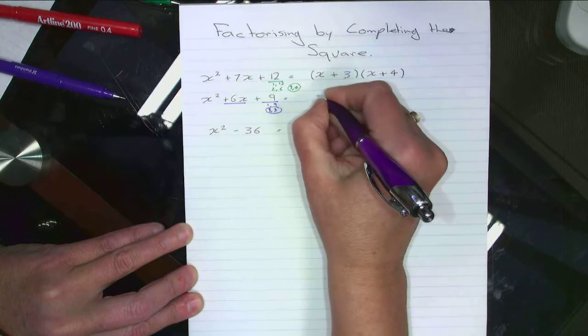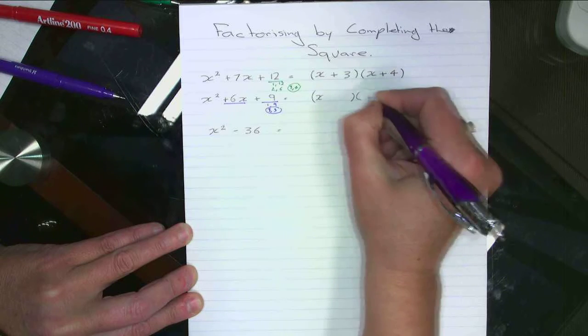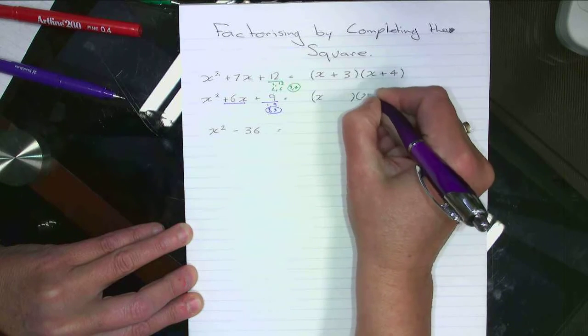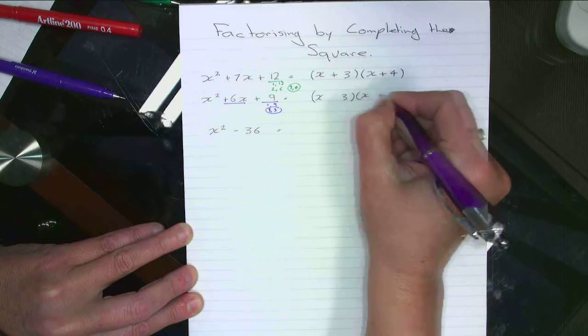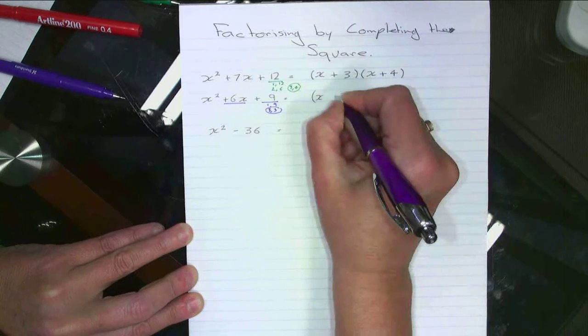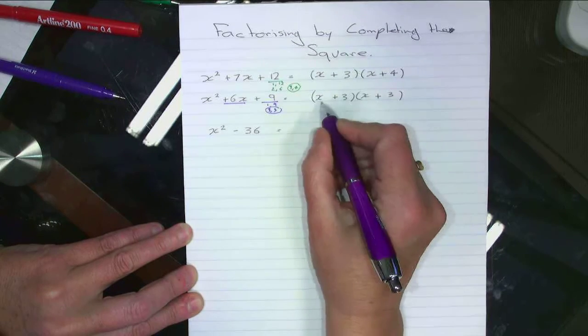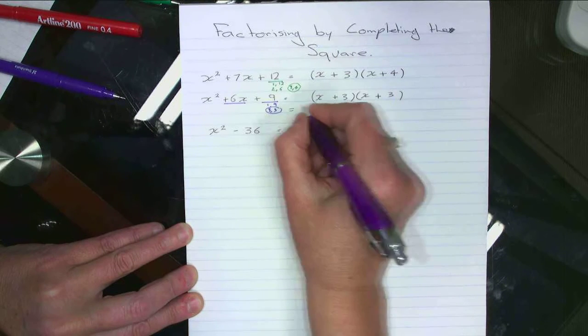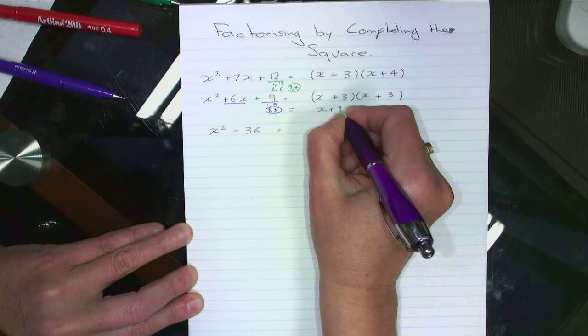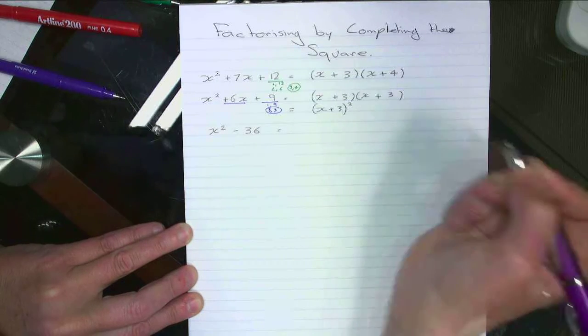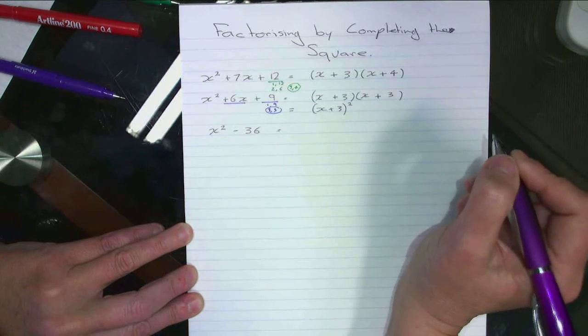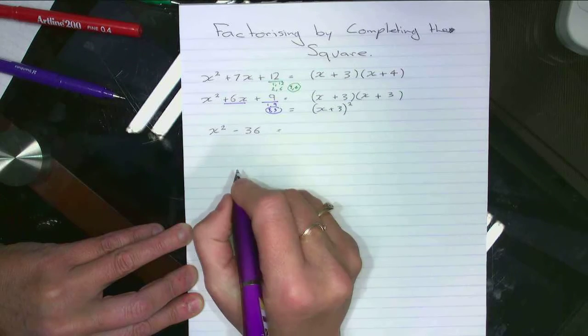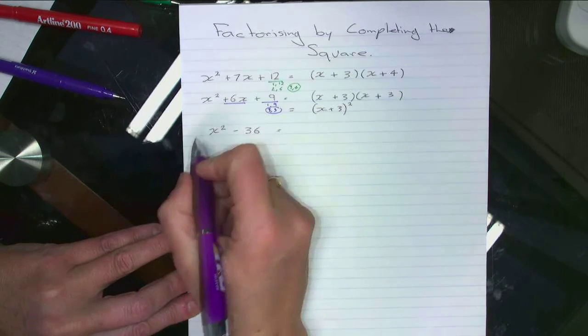So that gives us our two sets of brackets, our x squared, x in both brackets, 3's in both brackets, and pluses in both brackets. Now, because both of these are the same, these are squared. So it's x plus 3 squared, and it can be written like that. Nothing new here.